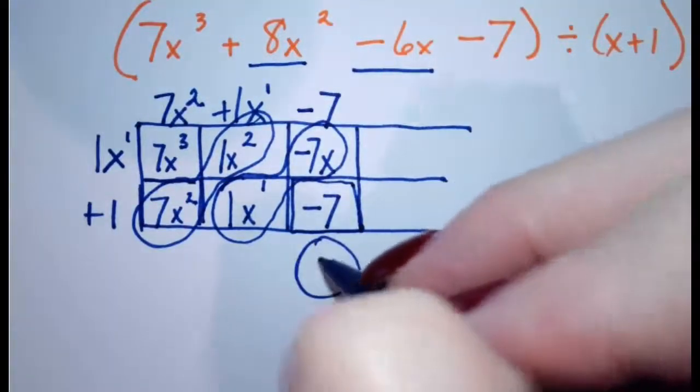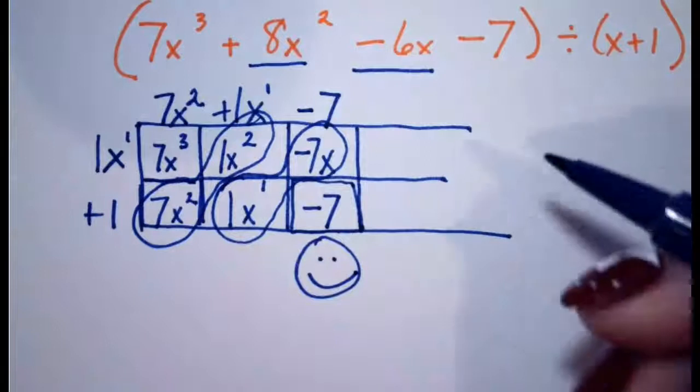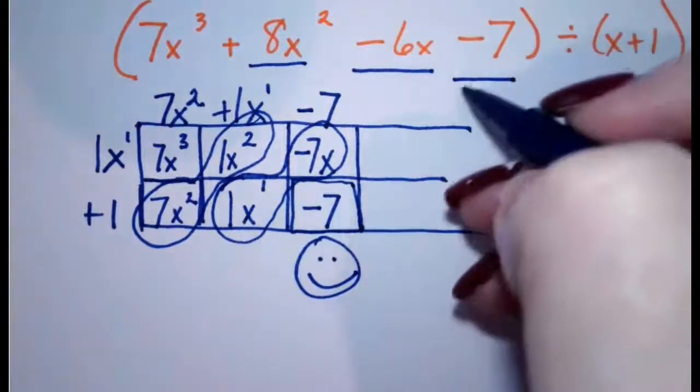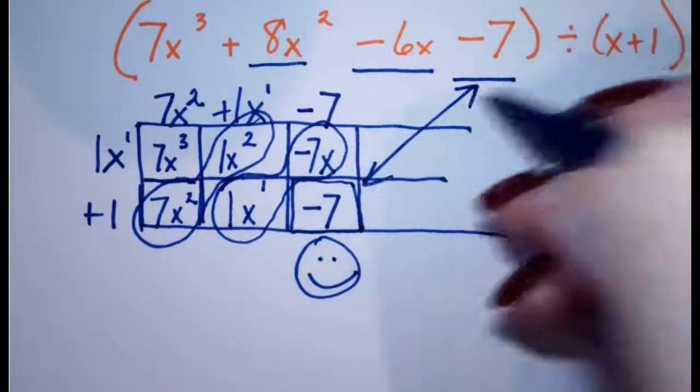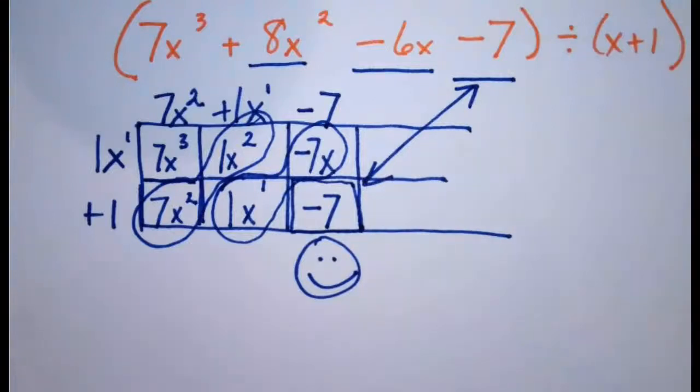Now why am I so happy right here? I'm happy because look right there. Negative 7, negative 7. I'm very happy because I just found a factor for this polynomial.